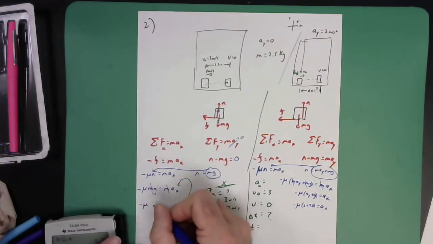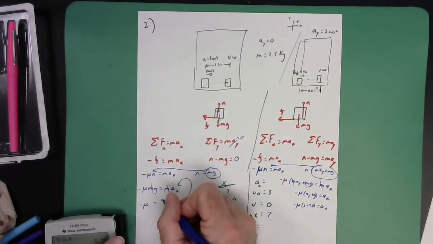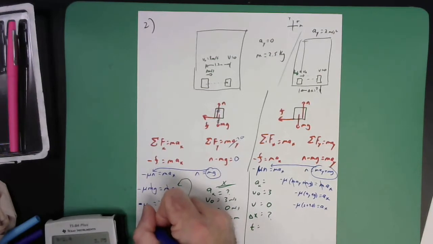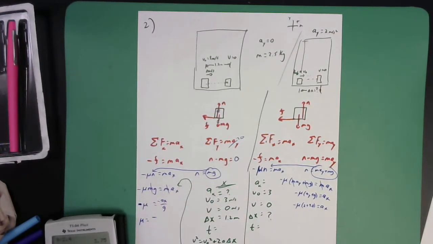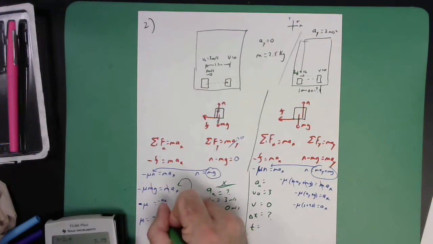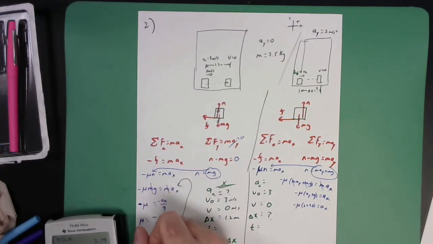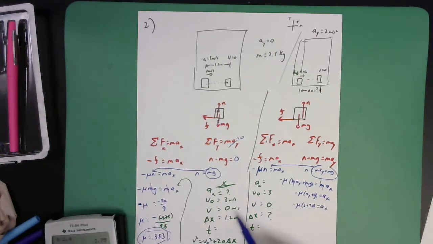Negative mu, let's move the g over. It's going to be the acceleration in the x over g. So mu is going to be negative, and then I put in the acceleration in x, which is negative 3.75 over 9.8. I'm going to get a mu of 0.38265. Let's just call mu 0.383.